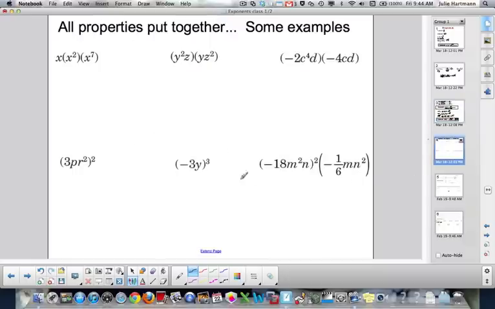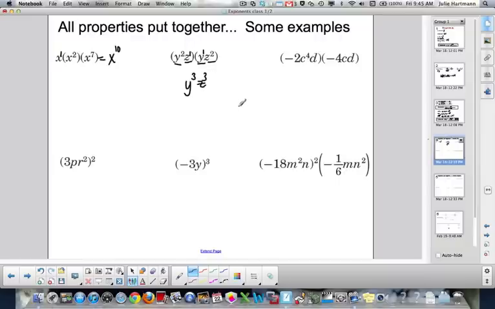Okay, so let's look at some practice problems here. X times x squared times x to the 7th, 1 plus 2 plus 7 is x to the 10th. This one, y squared times y, 2 plus 1 is y to the 3rd, and then z times z squared, 1 plus 2 is z cubed. The next one, we have negative 2 times negative 4. Negative 2 times negative 4 is positive 8. C to the 4th times C, so 4 plus 1 is C to the 5th. And then D times D is D squared.